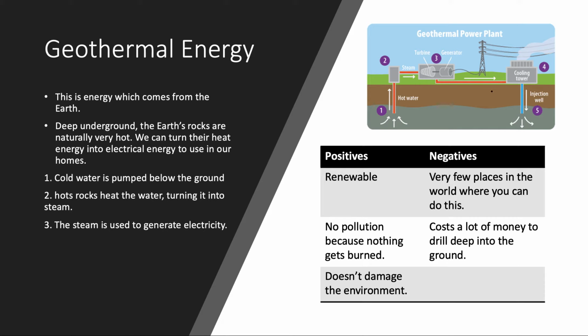So over here we have an image. We have a cooling tower over here. We inject cold water into the ground. The water then heats up by the rocks which are underground, and then the steam comes out over here as the hot water, and it's used to generate electricity.